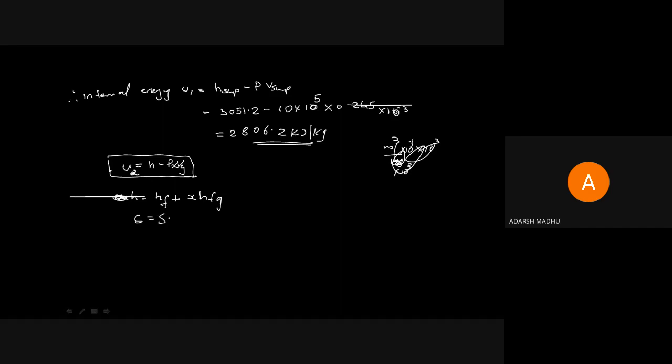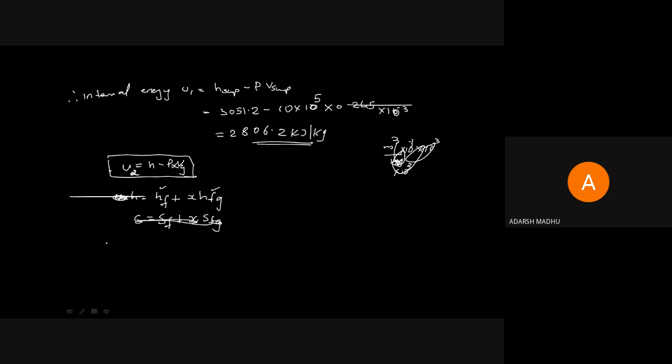S equal to SF plus X into SFG. Like that, we have studied many equations. So by this method, you can find the value of H, HF plus X into HFG. From where will you get the values of HF and HFG? From our table. The pressure is given here, 1.4 bar after expansion. From the table you can find the values of HF and HFG, substitute, and find the value of H.